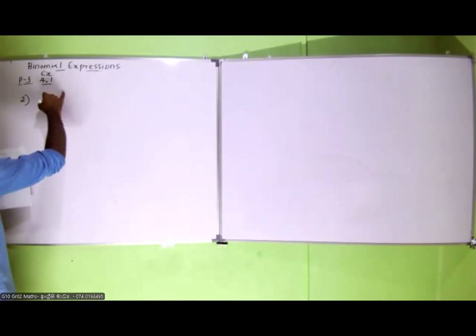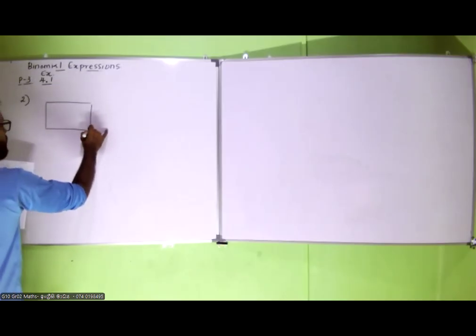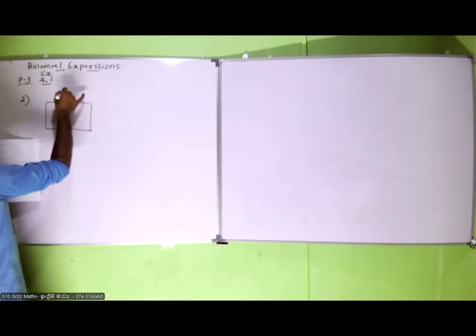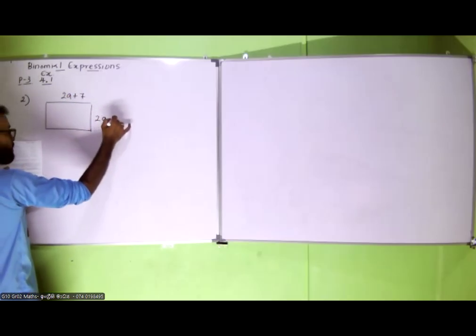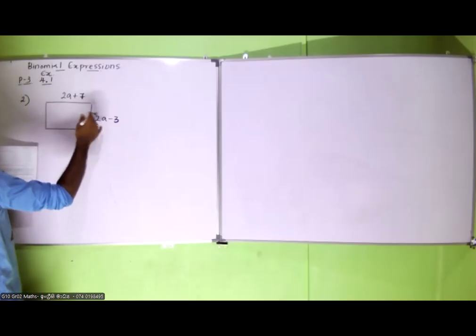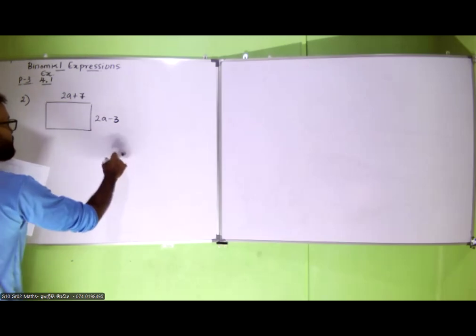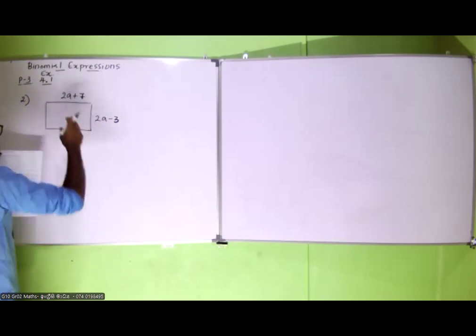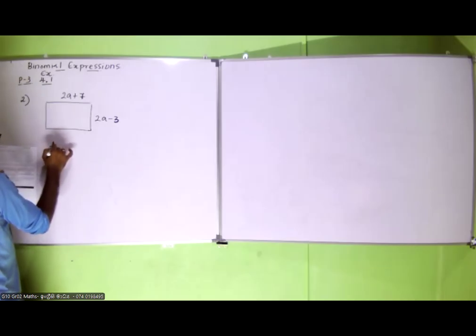If the length of a rectangle, so here you have a rectangle. If you cannot understand the question, you might better draw a sketch. Length is 2a plus 7, breadth is 2a minus 3, right? Grade 8 students have something like this. They have to get an algebraic expression in order to solve this, right? Determine the area of the field.